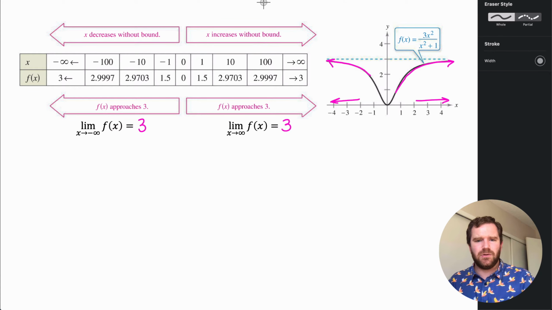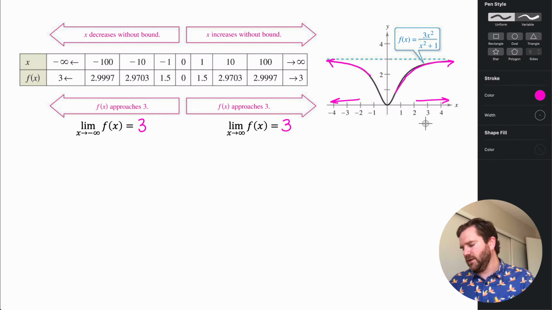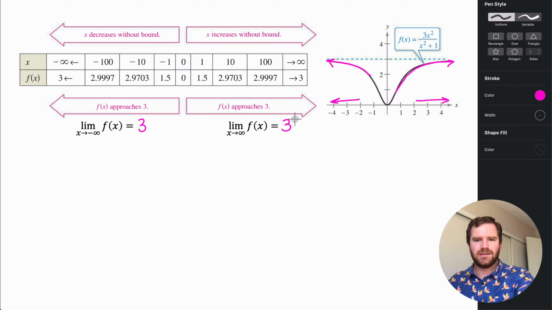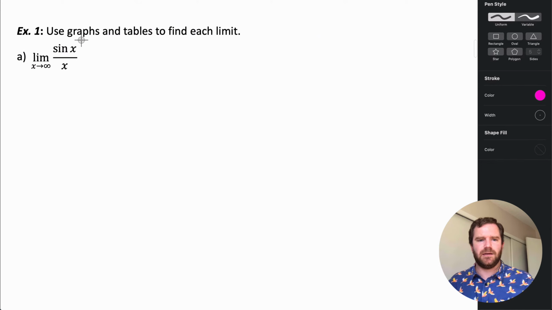Now that's not always going to be true. There are some functions that have a different horizontal asymptote on the right-hand side than the left-hand side. So you do have to check the limits on both ends. And this idea of limits at infinity essentially is us considering what we call end behavior of our function. So in this next example, we're going to be taking a look at finding some limits using tables and graphs.